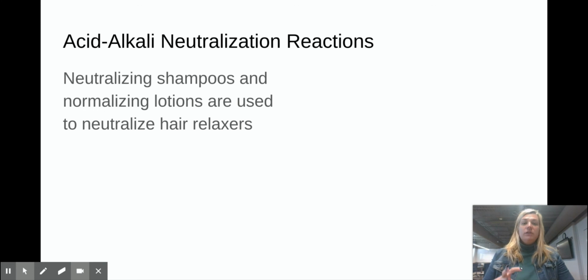Okay, acid-alkali neutralization reactions, or we can also say acid-base neutralization reactions. You may have seen this before on shampoos. Neutralizing shampoos and normalizing lotions are used to neutralize hair relaxers. If you've ever gotten your hair relaxed before, they put a chemical on it, and that chemical is not a pH of 7. So in order to get your hair back to a normal, healthy state, they have to add a neutralizing shampoo to that hair relaxer. And that's it.